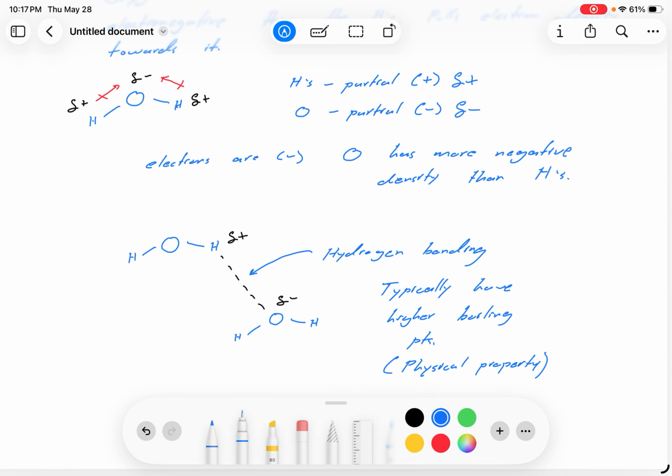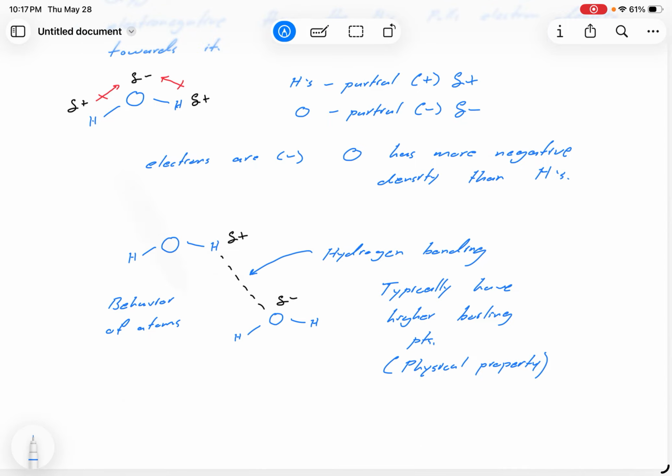So as we can see here, this is the behavior of atoms, just like how we were speaking about it in the beginning. This is because a hydrogen and an oxygen are interacting together to form a hydrogen bond, which in turn gives us a compound with a stronger bond, which will give us a higher boiling point.